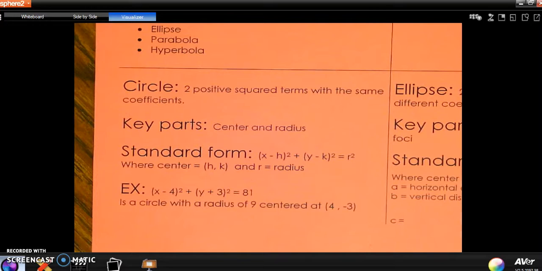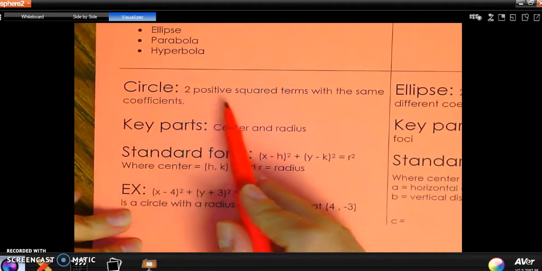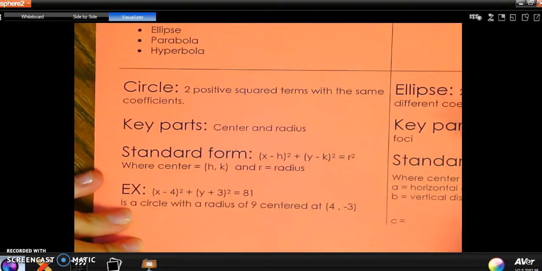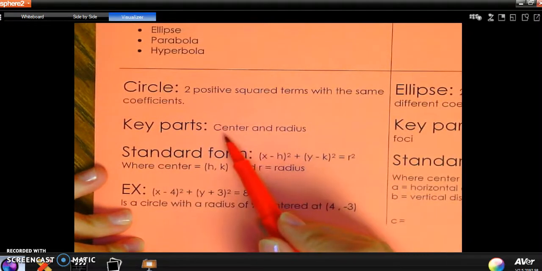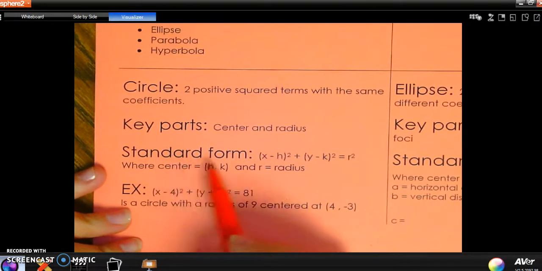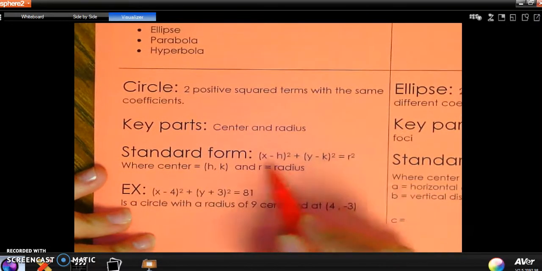Okay, so the first thing we're going to take a look at today is the circle. So just a reminder that our circle has two positive squared terms with the same coefficients. So the coefficients are equal. And the key parts to a circle are its center and its radius. So the standard form, this is the form that's easier to graph in, okay, is when it looks like this.